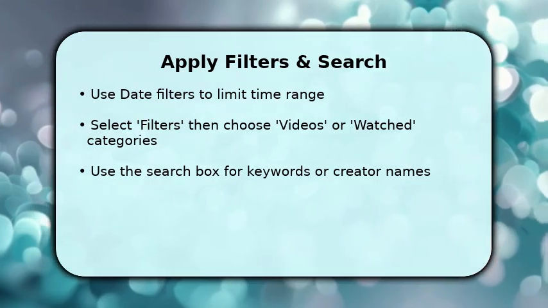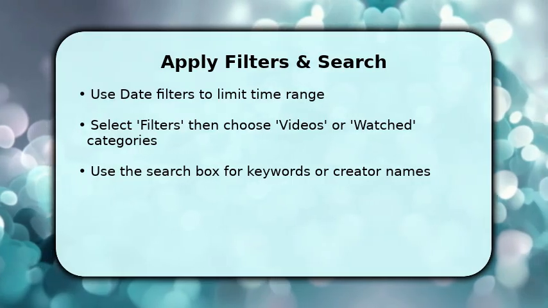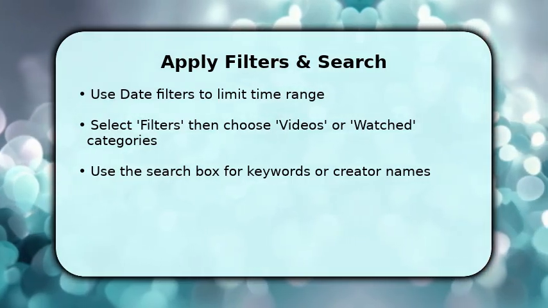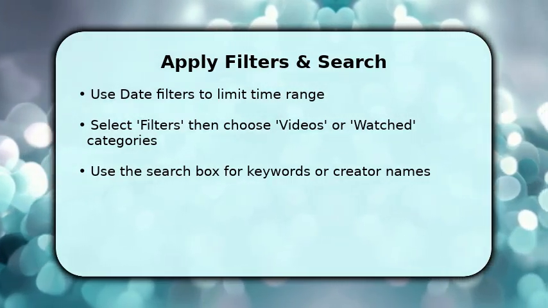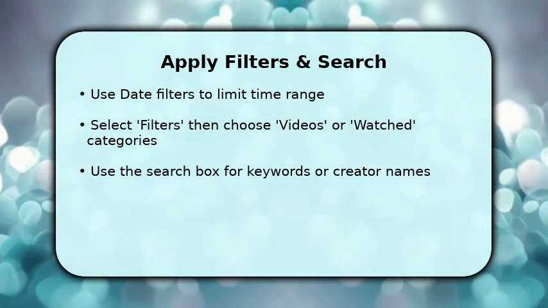Next, use the search box at the top to type keywords, video titles, or creator names. This narrows results to exact matches. Make sure to scroll through results chronologically so you spot the specific clip or post quickly. Then tap to open it.